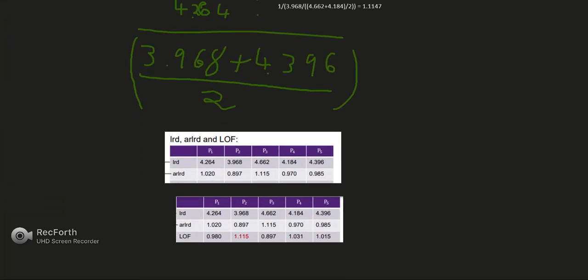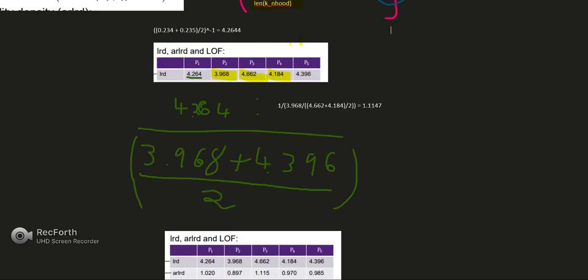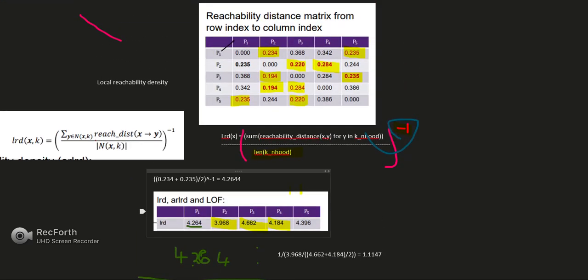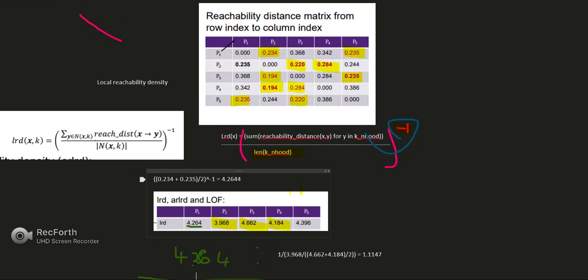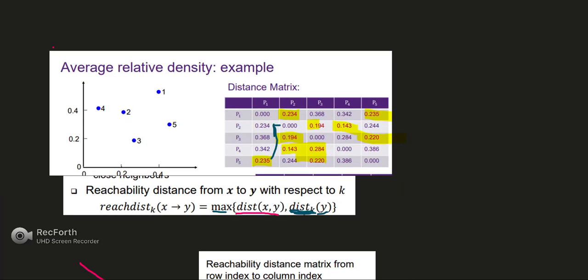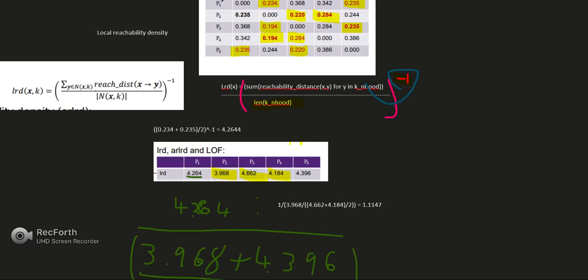Okay, next step. We need to calculate the ARLRD, the average relative local reachability density. What does that mean, Ryan? All that is you're dividing your local reachability density for a given point, say point 2, by the local reachability density of the 2 points that are in its neighborhood. That's it. You're just taking the local reachability density of this point and dividing it by the average of those 2 points.